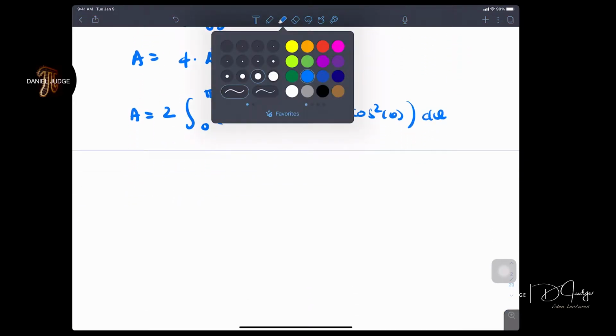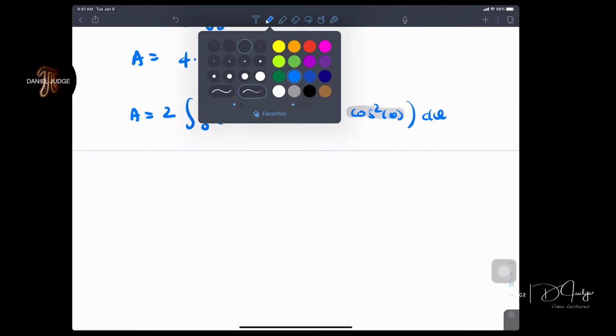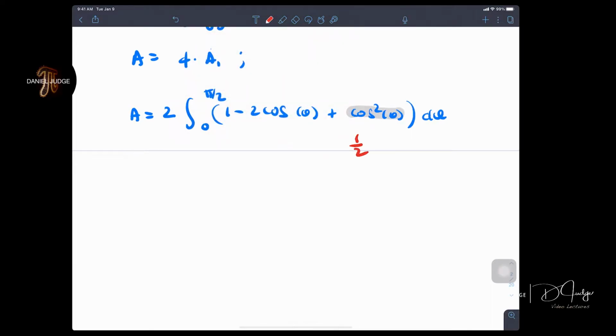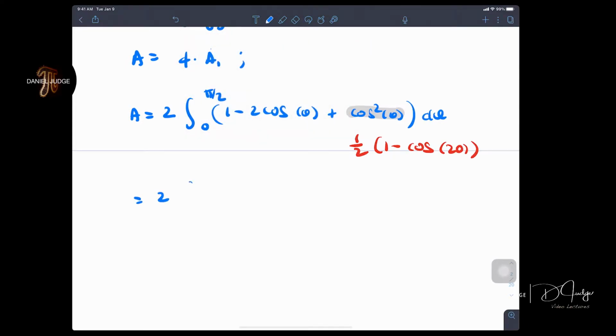Okay, now remember what we do with this portion here. Cosine squared theta, we're going to use a half angle identity: 1 minus cosine 2 theta. So we get 2 times the integral from 0 to pi over 2 of 1 minus 2 cosine theta plus 1/2 minus 1/2 cosine 2 theta d theta, if we distribute there.